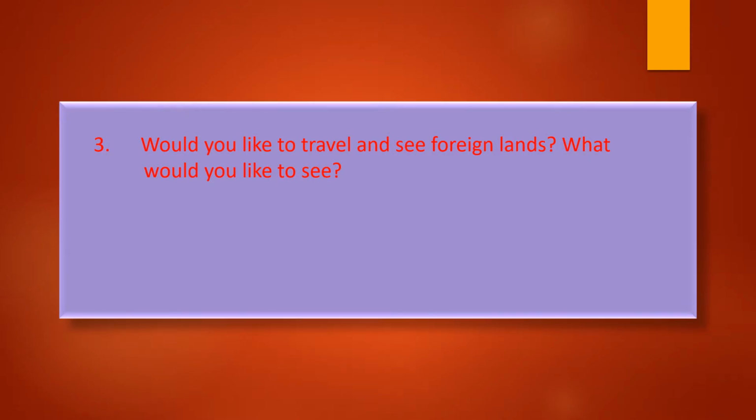So children, now here is question number 3. It is a direct question. So the question is, would you like to travel and see foreign lands? What would you like to see? So children, would you like to travel to foreign lands? Yes, of course. Everybody wants to travel and see the foreign lands, no? And what would you like to see? So children, see, the wishes of everyone are different, no? So here you can write your wishes as well. I have written mine, but you can write yours as well. Okay. So let's see the answer.